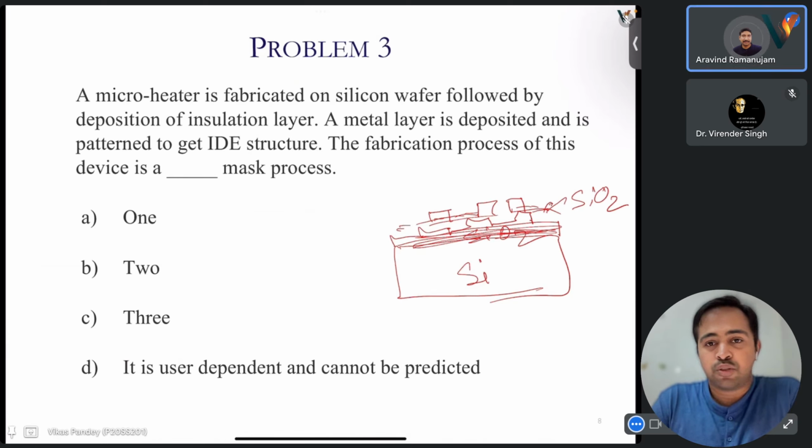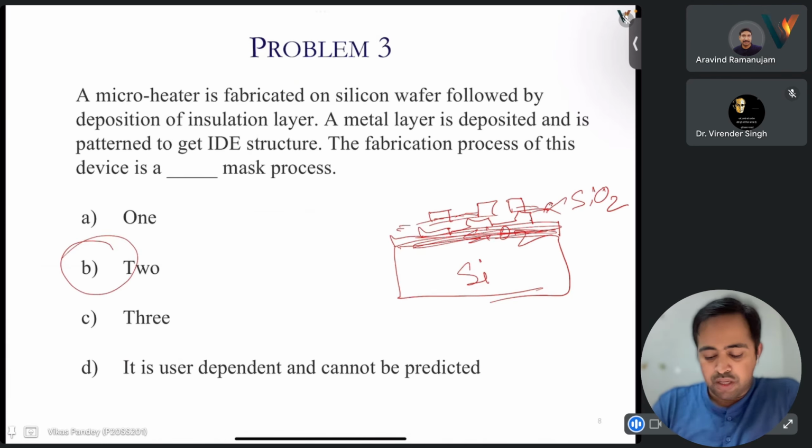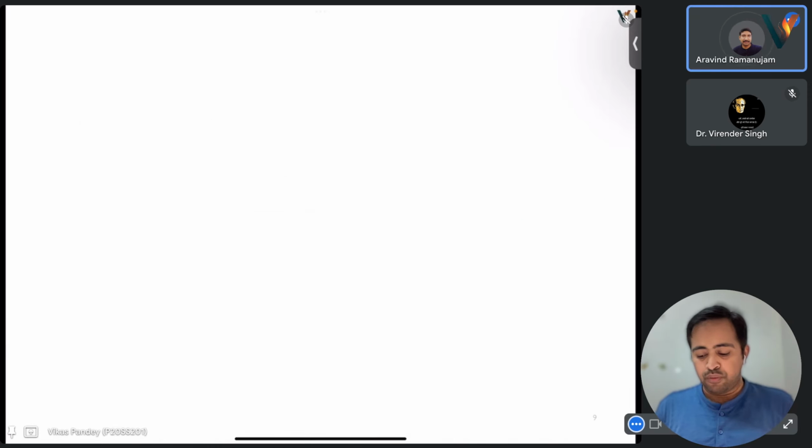A two mask process. So where will we be using the mask? One at the time of the heater, and the other one is for the IDE structure. IDE structure. Okay. So there are two masks.